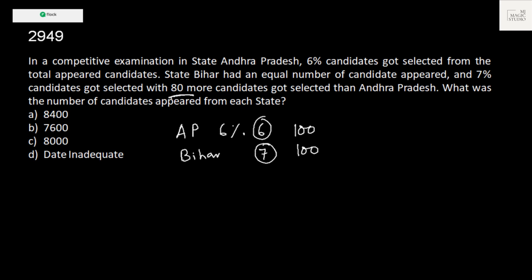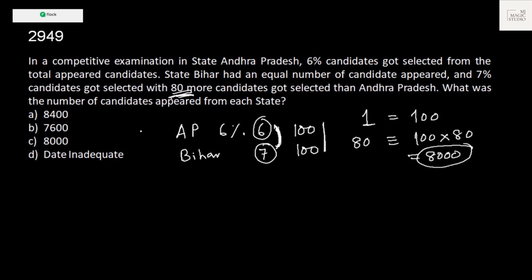1% difference is 80. When the difference is 1, when the numbers are 100, difference is 1. Or we can say when difference is 1, numbers are 100. When difference is 80, number should be 100 into 80. That is 8,000. So number of candidates appeared from each state is 8,000. Option C.